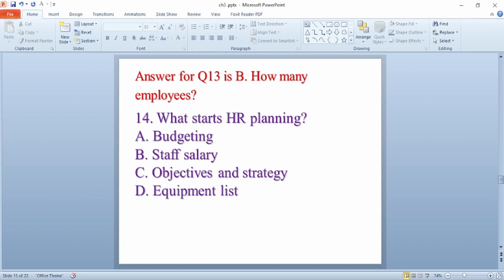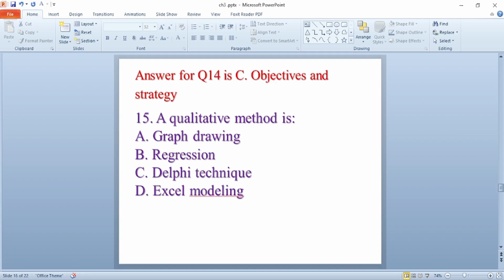Question number 15. A qualitative method is dash. A. Graph drawing. B. Regression. C. Delphi technique. D. Excel modeling. Answer for this question is C. Delphi technique.